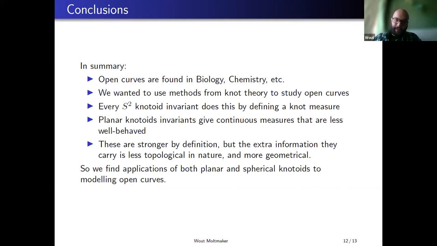And then planar invariants also give you these continuous measures, but they're slightly less well behaved in the sense that they give stronger information about the open curve, but this extra information they carry is somehow less topological and more geometrical. So if you want to be a pure topologist about it, you had better use spherical invariants. Then you can get this really ambient isotopy invariant characteristic to your knot measures.